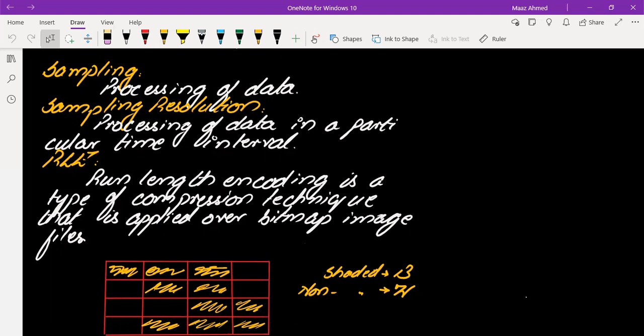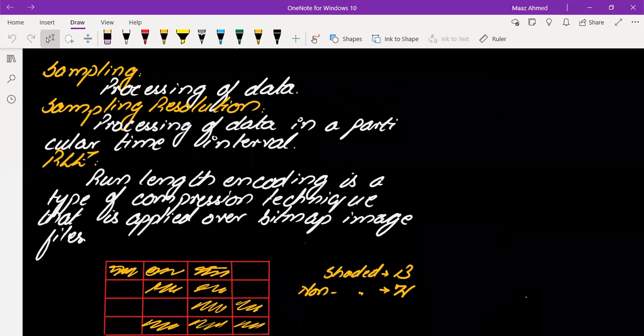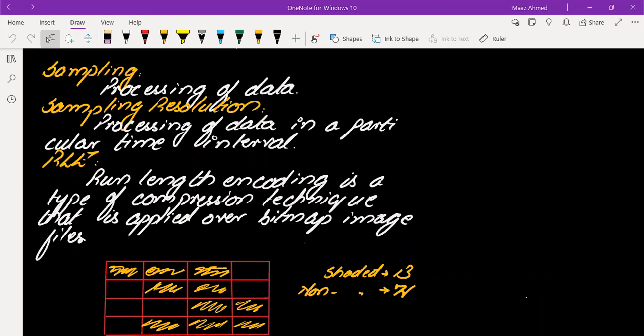Increasing the sampling resolution means that more data can be processed in a short span of time. But if the quality is higher, obviously it will be taking up more space in the memory. Okay, am I clear with these two definitions, guys?